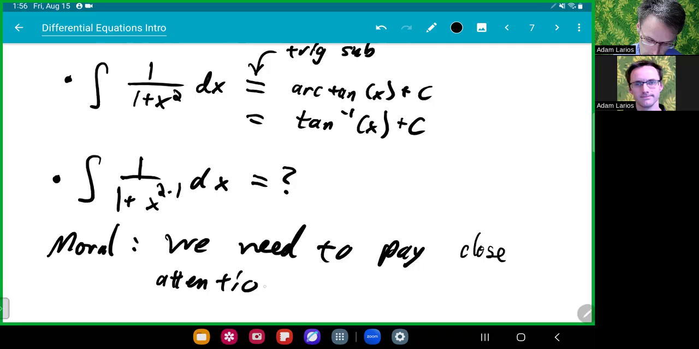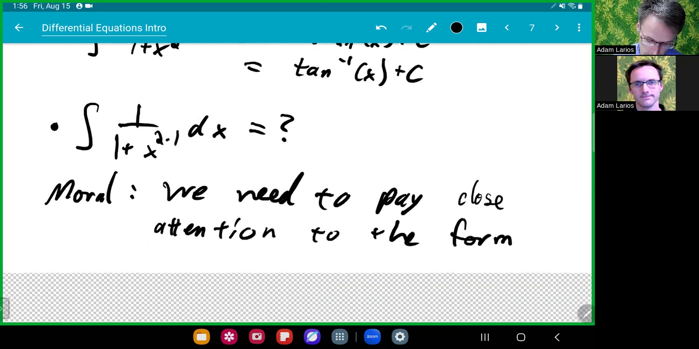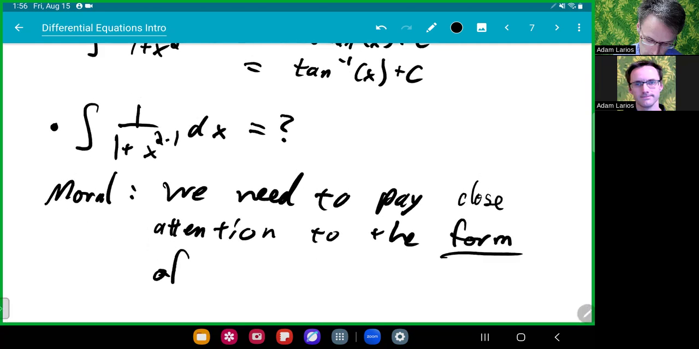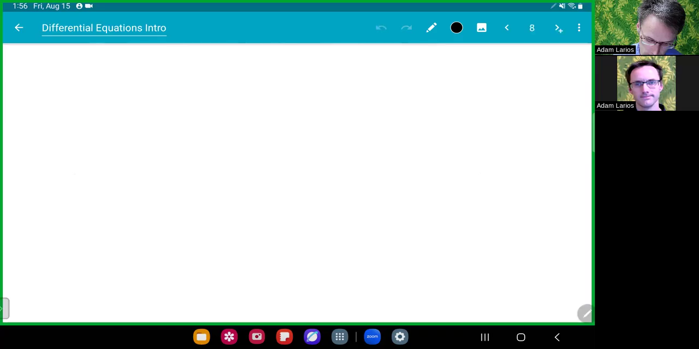I should keep that as a 2.1. And we need to pay close attention to the form of the problem in order to solve it. And different solution techniques can yield different solving techniques. So that's why we want to classify, right?